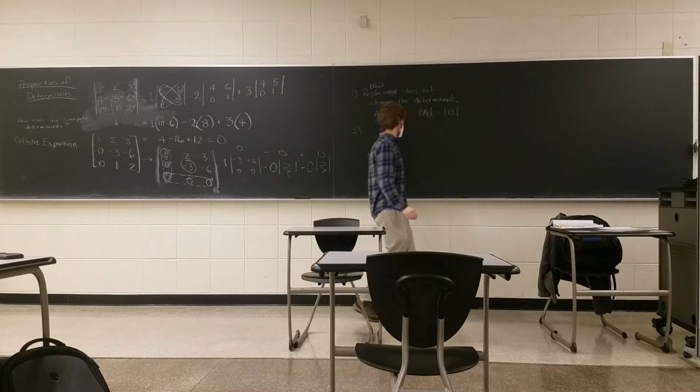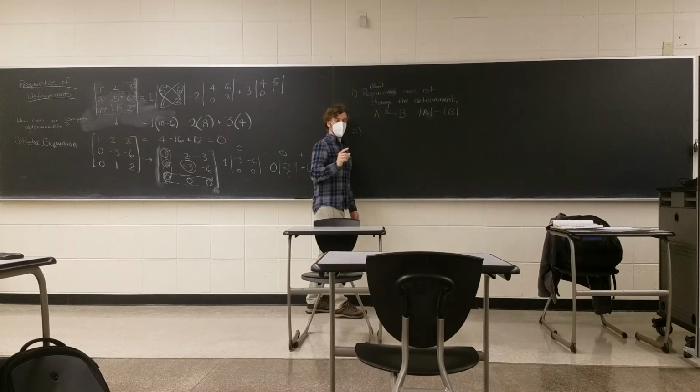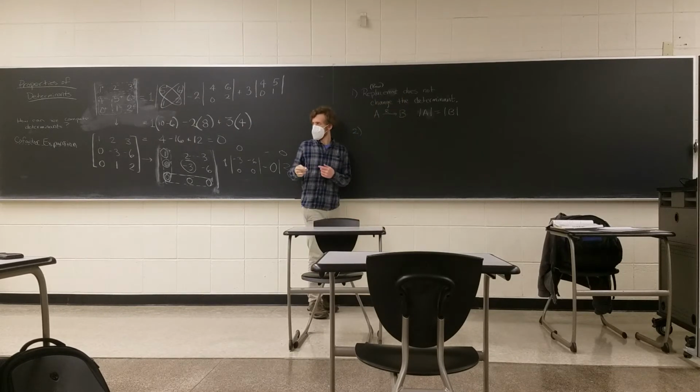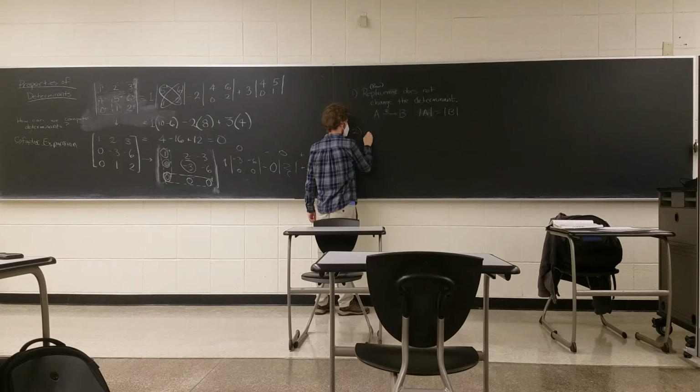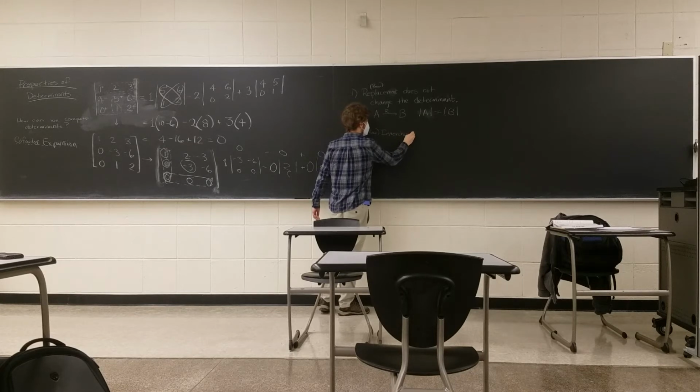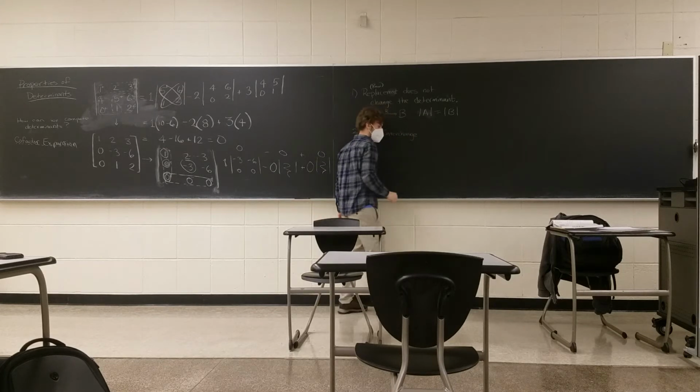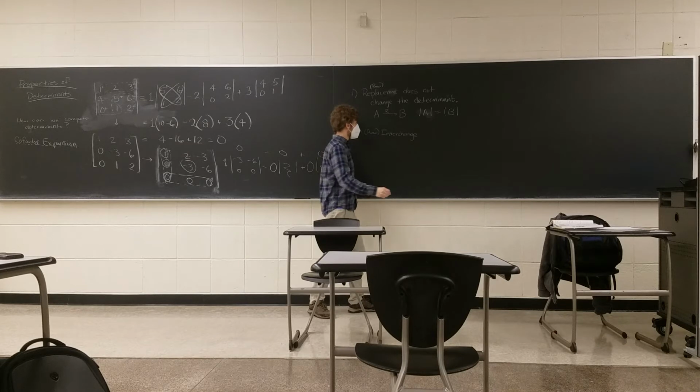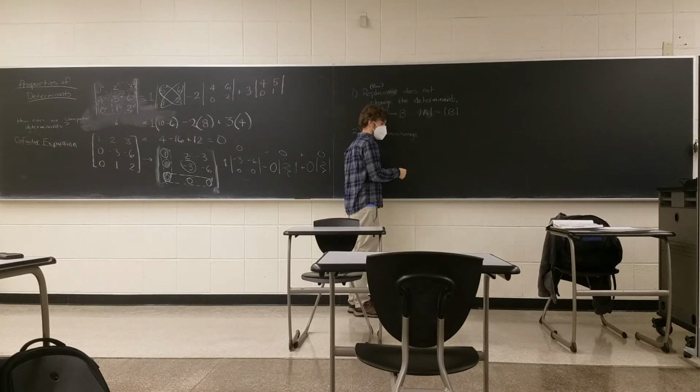The next one. What do we call it? Row interchange or row transposition? Which one was it? Interchange, okay, thank you. So row interchange. I want to say it multiplies the determinant by -1.